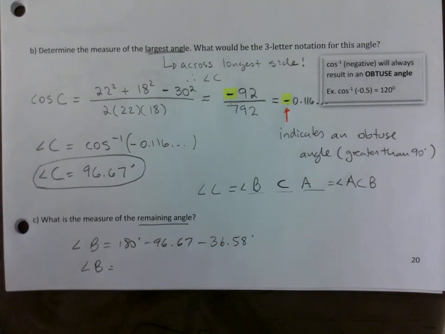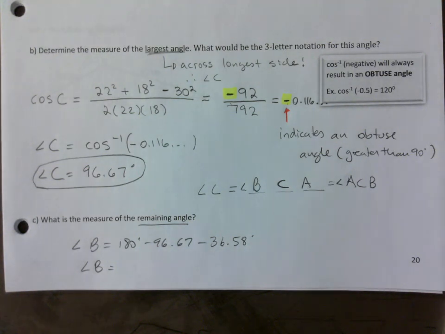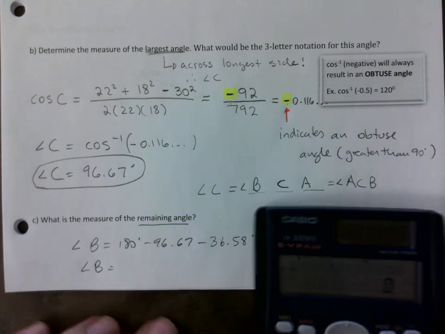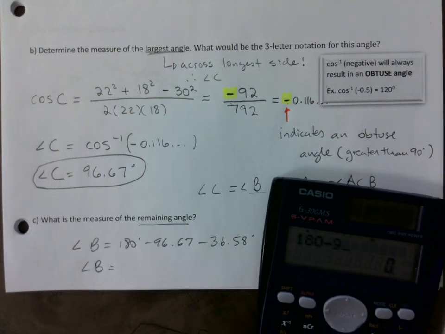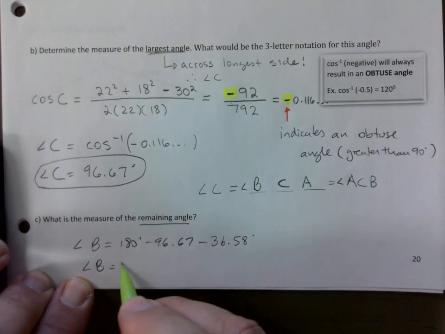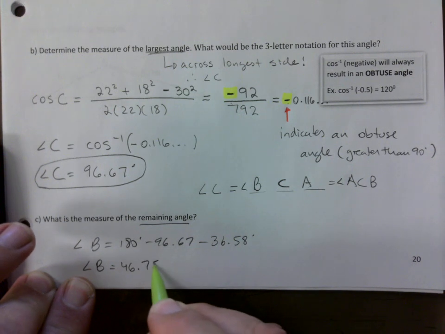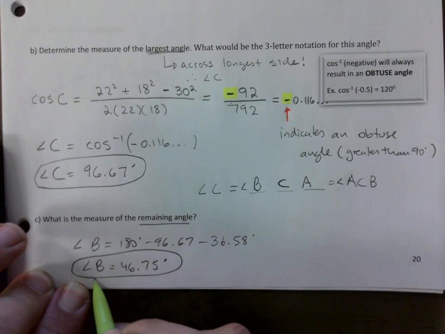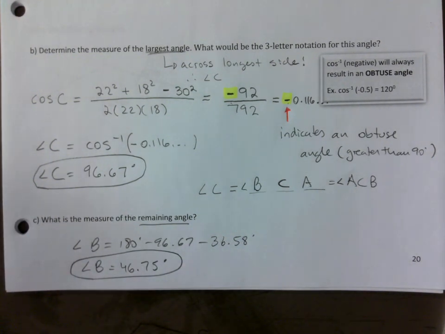Mr. Durson, could I do cosine law again? You do that if that's what you want to do, go for it. But I would say it's too much work, in my opinion. And I don't like to work if I don't have to. 36.75. So you basically solved the triangle now, right? All three angles are known.